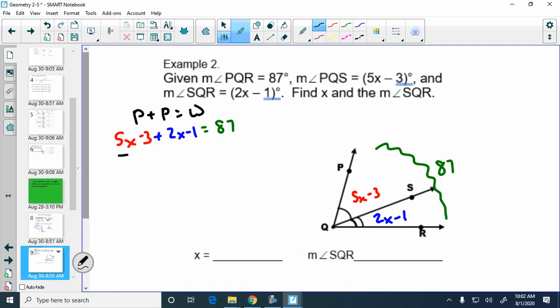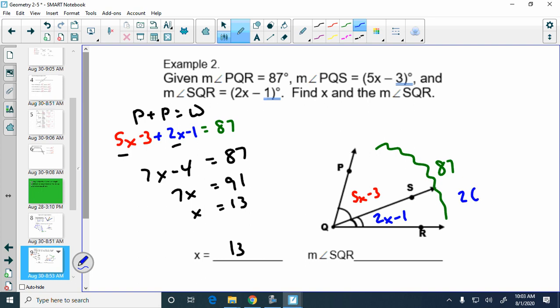So combining my like terms, I've got 7x minus 4 is 87. Add 4 to each side. Divide by 7. x is 13. And then I need to find SQR. So that was this blue part. So that's 2 times 13 minus 1, 26 minus 1 is 25. And that's the idea of the angle addition postulate.